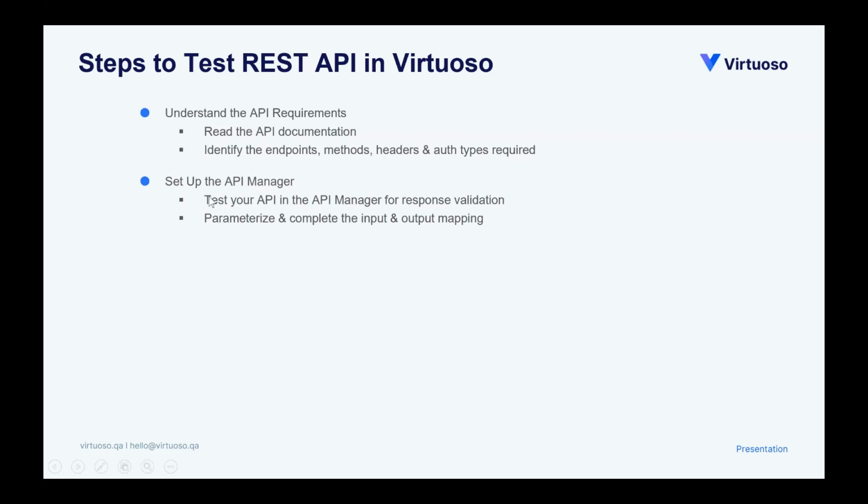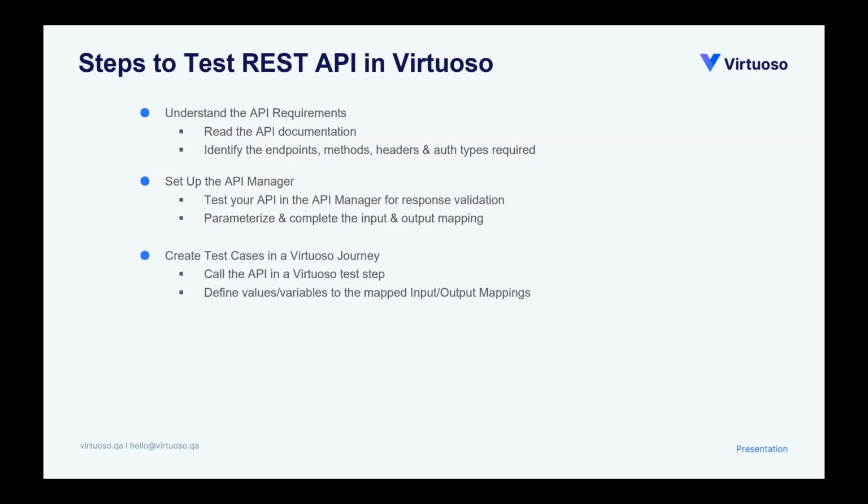Based on this test, if it has passed, we will then parameterize and do our input and output mapping. Basically, I'll show you this, and then it will make much more sense. This input and output mapping is done to send variables or values to the API when we are calling them in a Virtuoso API journey. So when you create a test case in a Virtuoso journey, you call the API and you pass these values or variables to the input and output mappings that you have done in the API manager.